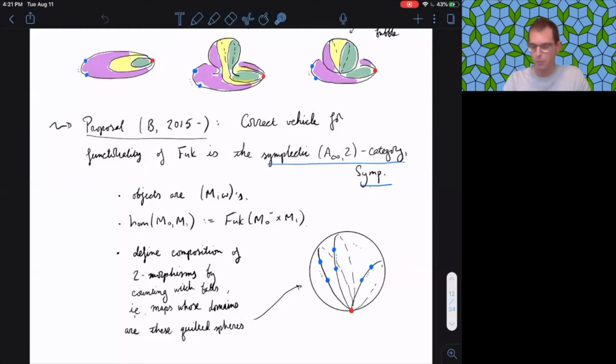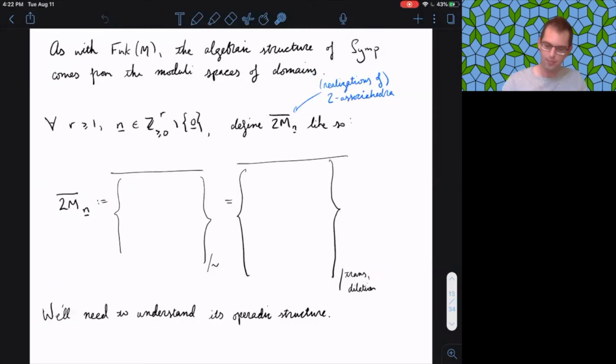As in the two previous instances of when we saw some pseudo-holomorphic maps appearing, the algebraic nature of SIMP is going to come out of the structure of the configuration spaces of domains. And so that's what we're going to talk about for the rest of the talk. So let's give these things a name. We're going to call them 2M sub n bar, these domain moduli spaces.